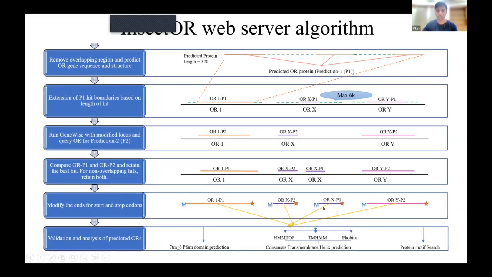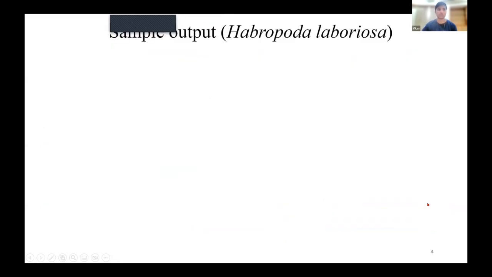And once we have the final gene models, we do several validation and analyses by identifying the signature olfactory receptor motifs, and also by predicting the transmembrane helices. And this web server also allows searching for a user-specified motif in all of the predicted hits. So let me give you an example of the sample output from this web server.